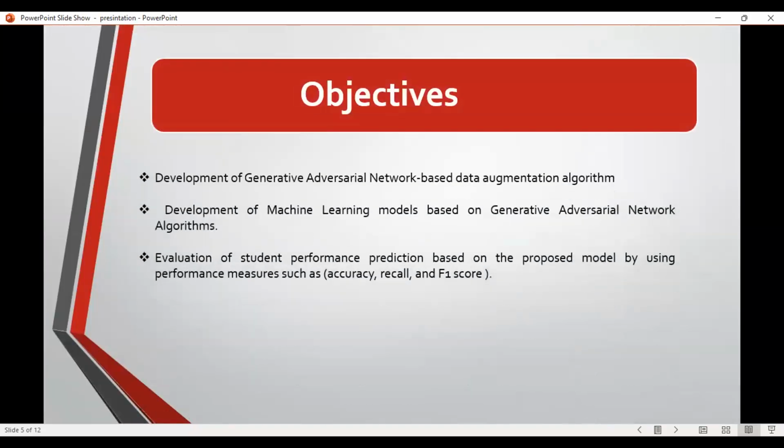Objectives. We worked on 3 objectives. The first one, development of generative adversarial network-based data augmentation algorithms. The second one, development of machine learning models based on generative adversarial network algorithms. And the third one, evaluation of student performance prediction based on the proposed model by using performance measures such as accuracy, recall, and F1 score.